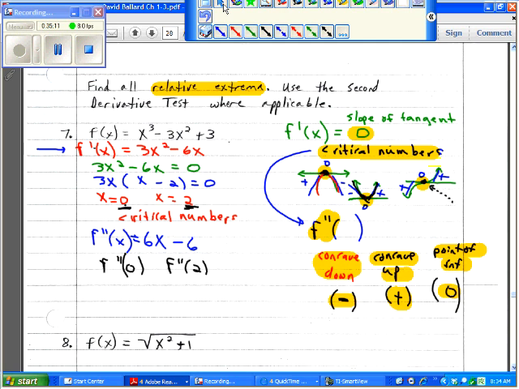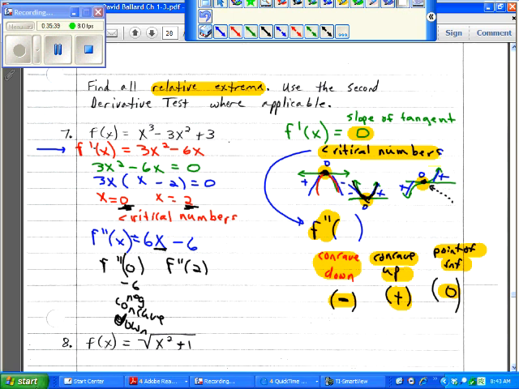If we plug in a 0 for x in the second derivative with that critical number from the first derivative, we're going to get a negative 6. It's negative in the second derivative, which means at that point it is concave down. Which means at that point what? That can be a possible.